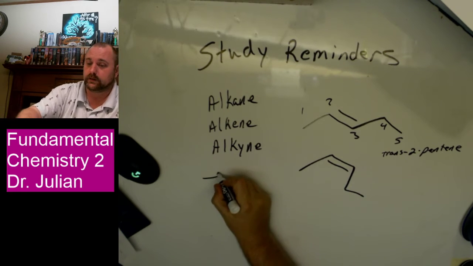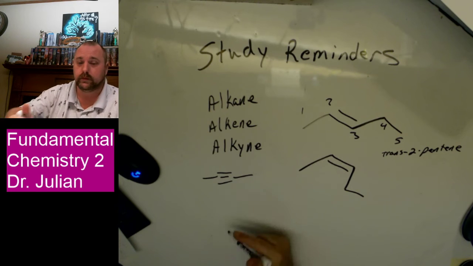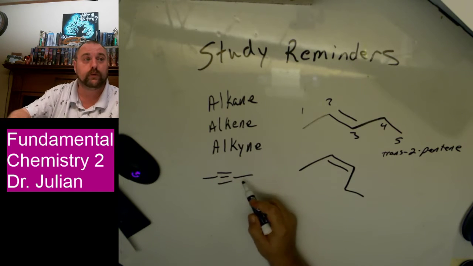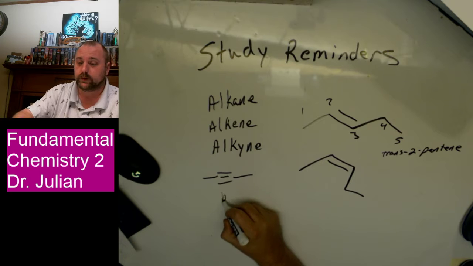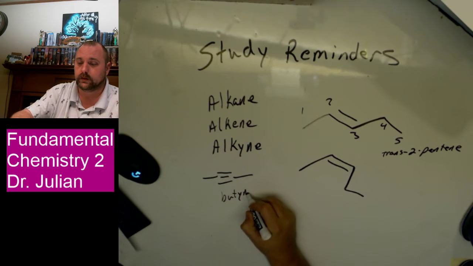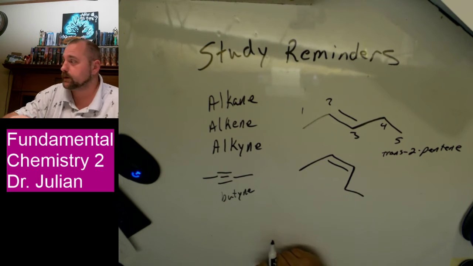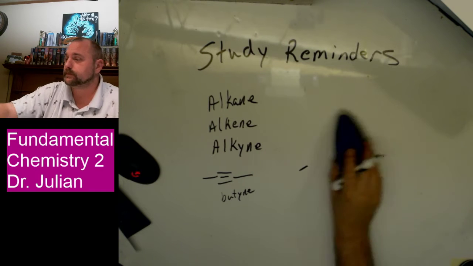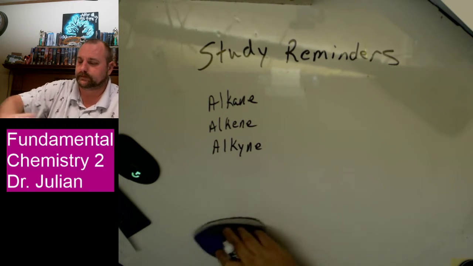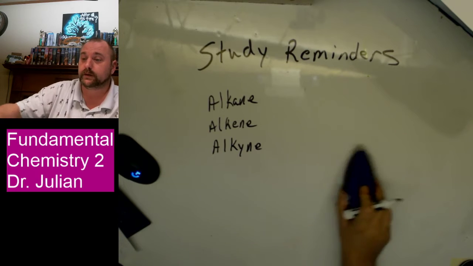Alkynes, that triple bond. Remember, this has 1, 2, 3, 4 carbons. All right. So this would be butyne. So that would be 2-butyne, actually.